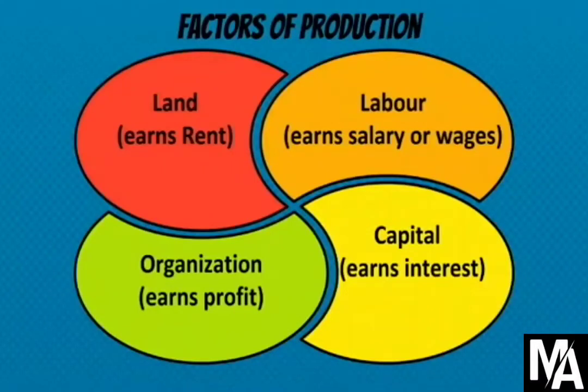If a person is doing labor, in return that person earns income in the form of salary or wages. If a person has invested capital in a business, that person will earn interest on capital. And if a person is organizing a business, that person will earn profit. And so if you have these 4 factors of production, definitely you will earn income either in the form of rent, salary, wages, interest, or profit.